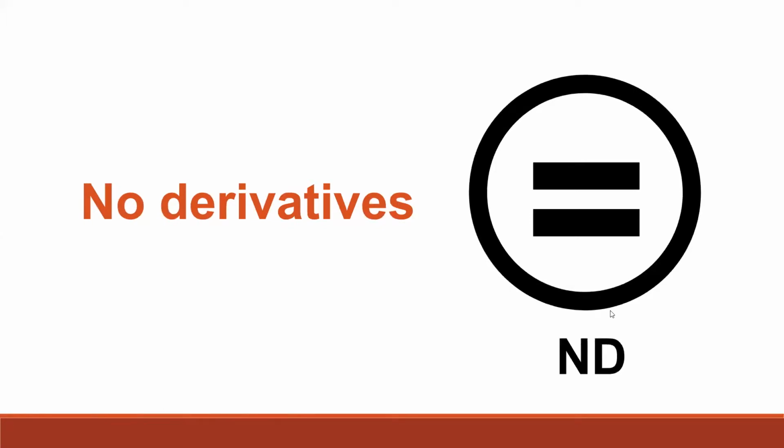And last but not least, the no derivatives condition. This license allows for others to use a work as long as it is passed along unchanged and in whole. This means no cropping, changing the color, making a translation, adapting it into another medium, etc.